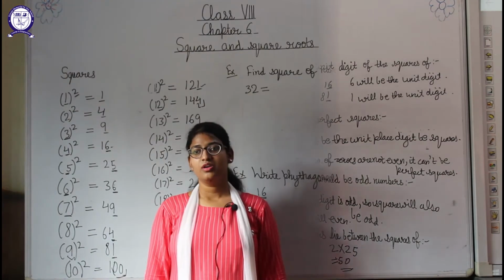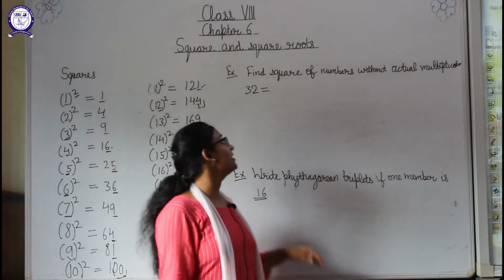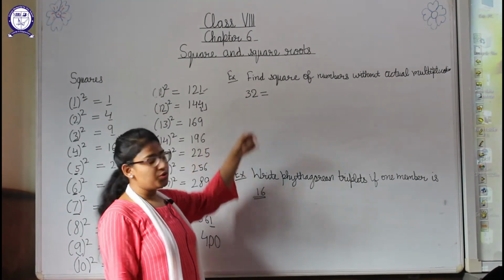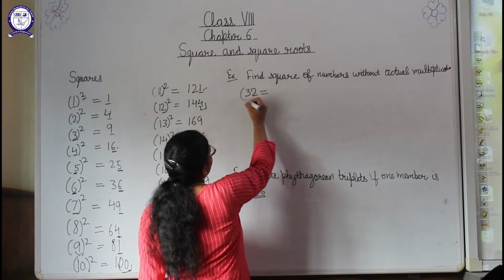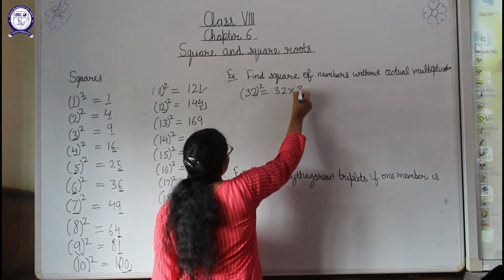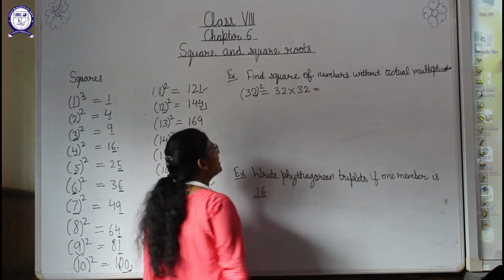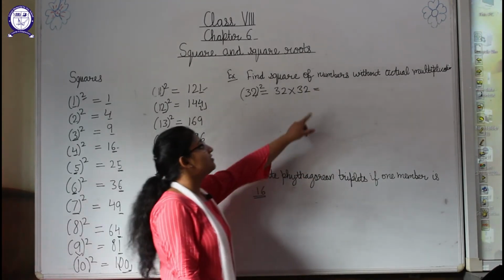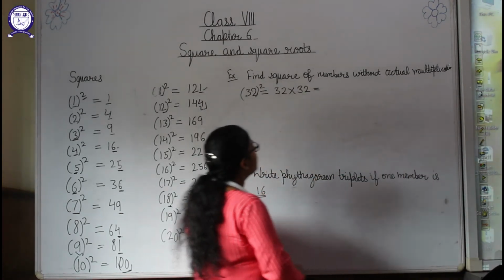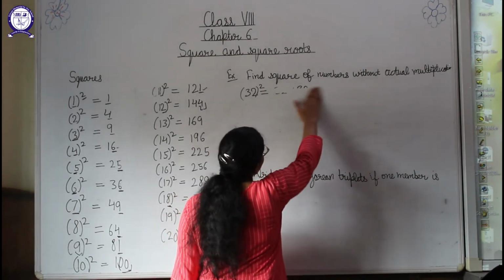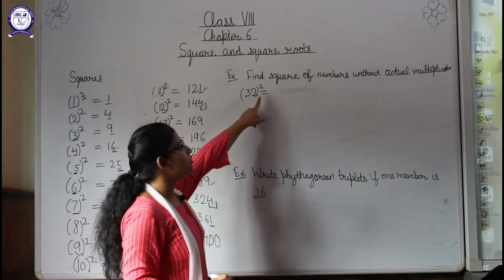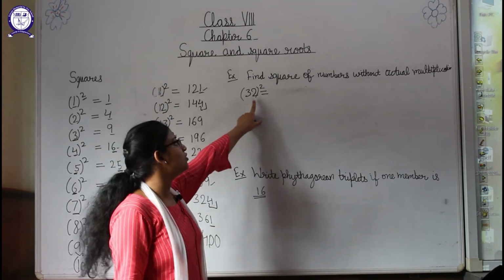Okay students, now our next question is to find the square of the numbers. 32 is given to you. If you have to find the square of 32, you would multiply 32 and 32 and get the answer. But here it is given that we must find the square of numbers without actual multiplication, which means you can't use this method. So what we will do here is find the square of 32.